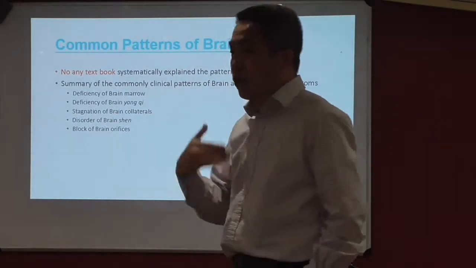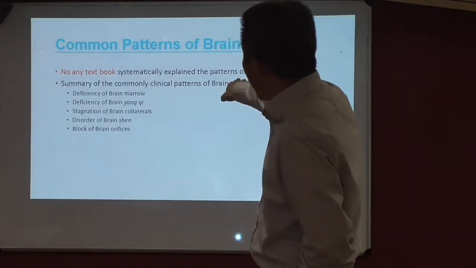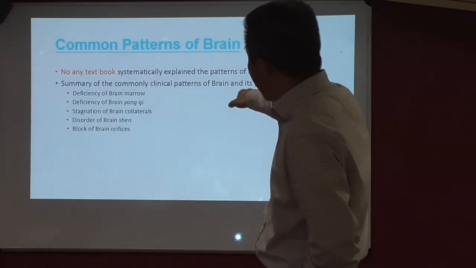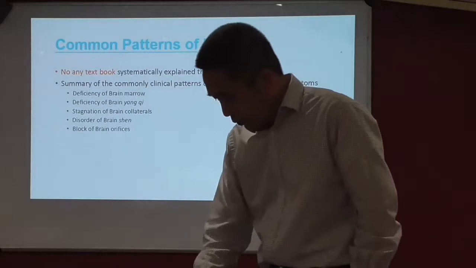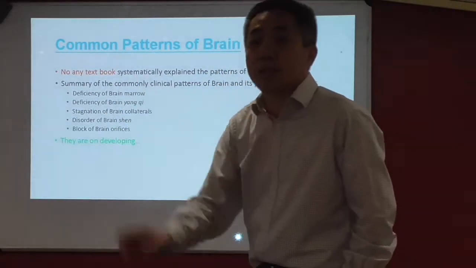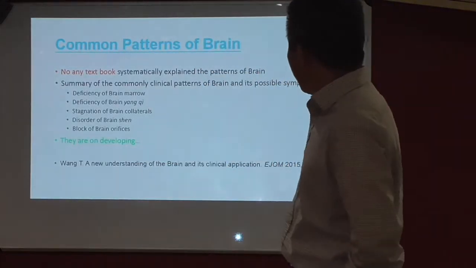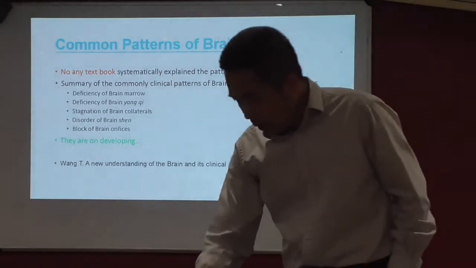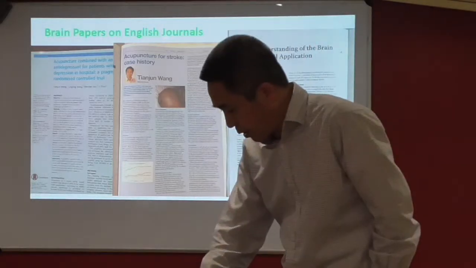After 10 years of research, I summarized the common patterns: diffusion of brain marrow, diffusion of brain yang qi, brain parallel disorder, brain shen, and bottom and brain orifices. As I mentioned, they are still developing. Yesterday we already explained this, with the reference in my paper published in 2015. Yesterday I showed you my published paper.